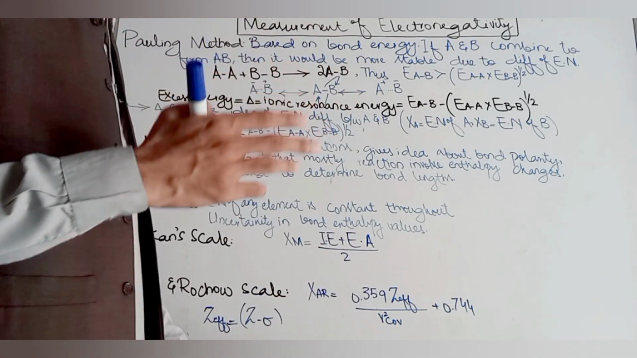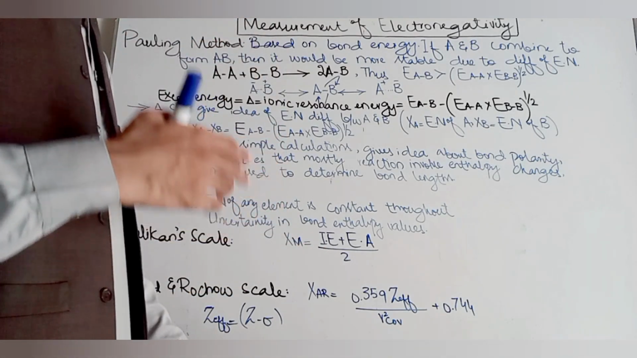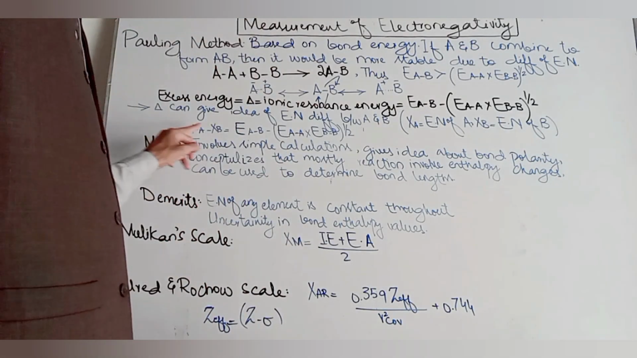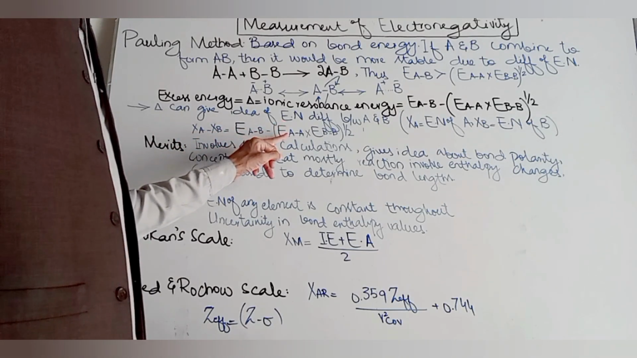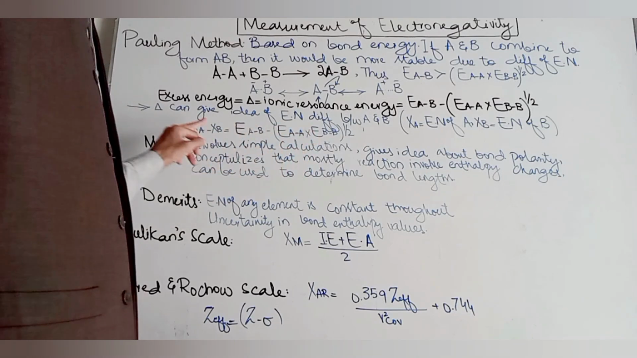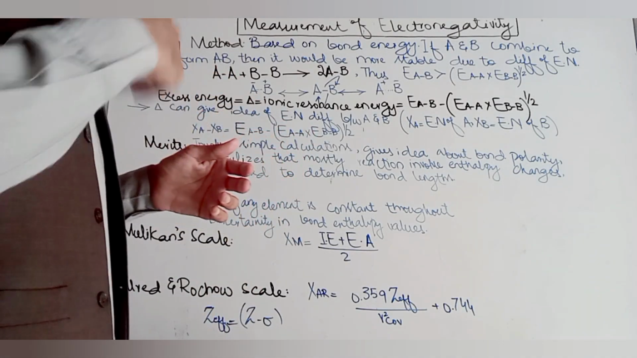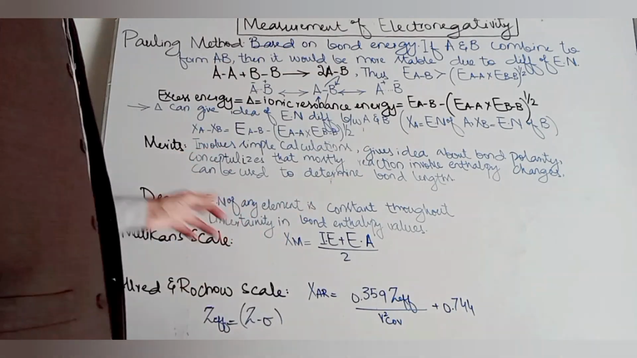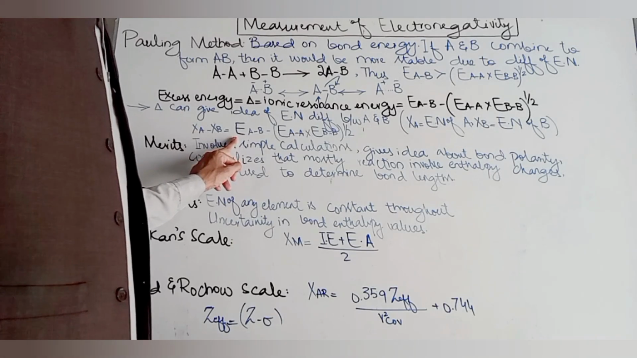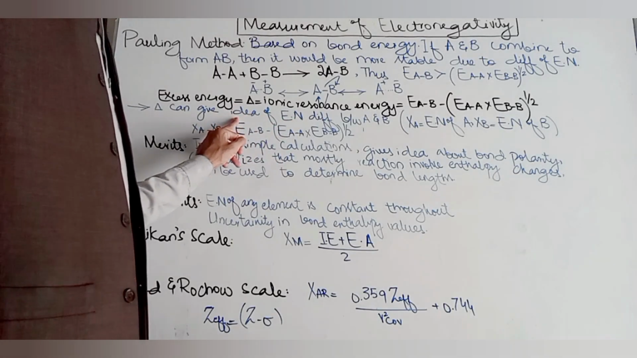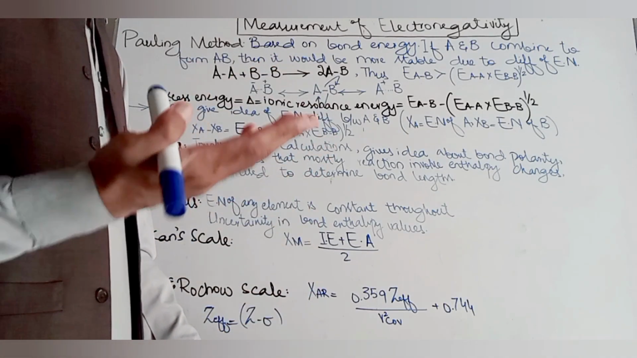He assumed that XA is the electronegativity of element A, XB is the electronegativity of element B. So XA minus XB is equal to EAB minus the square root of EAA into EBB. So he thought that the difference of electronegativity between A and B is equal to the excess energy. So here he equated both factors. So this equation can give us an idea that if we know the excess energy, we can find out the values of the electronegativity for both elements.